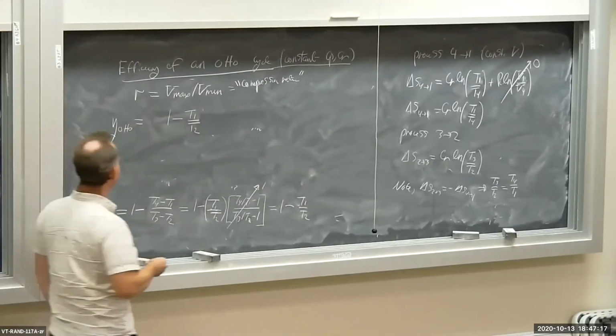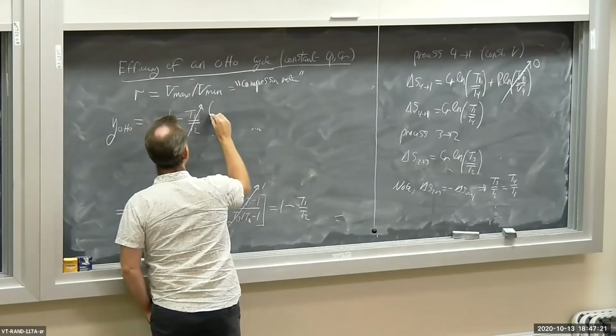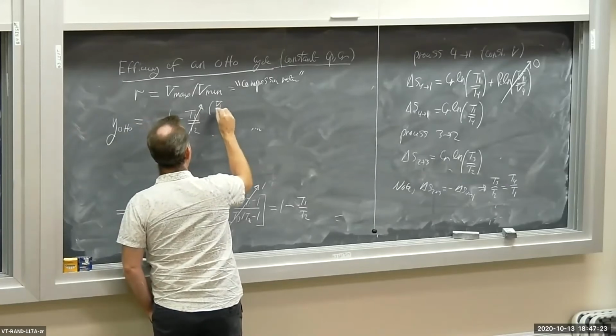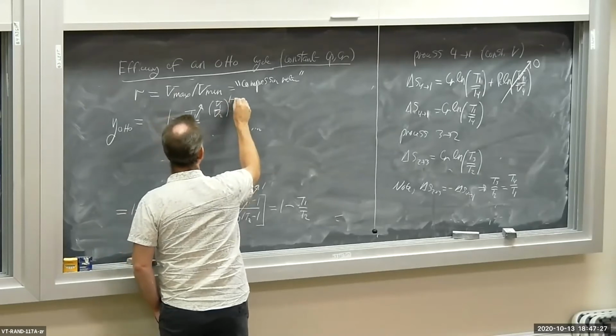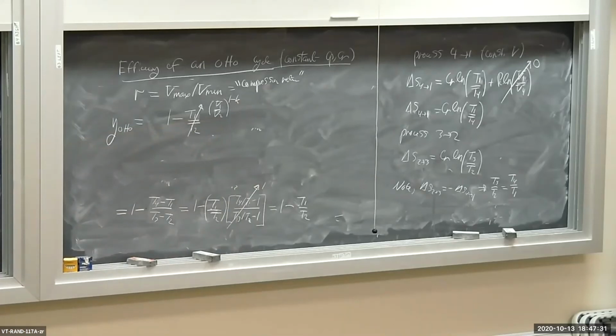So this guy here is really V1 over V2, and then I have a 1 minus K. That's what that temperature ratio is in parentheses. Let me make sure that I have my, that looks good, 1 minus K.